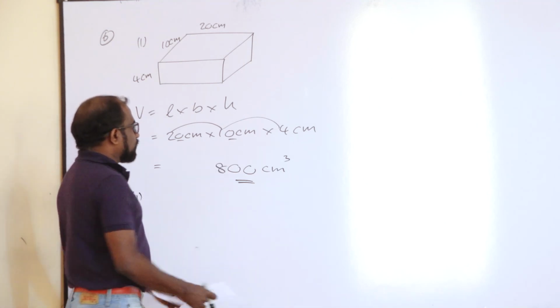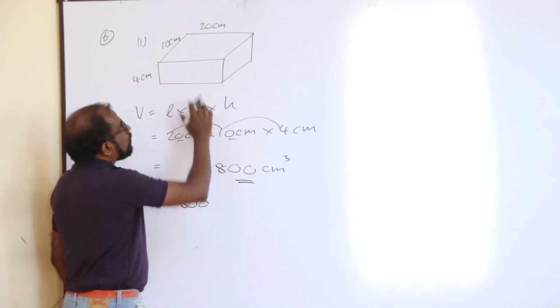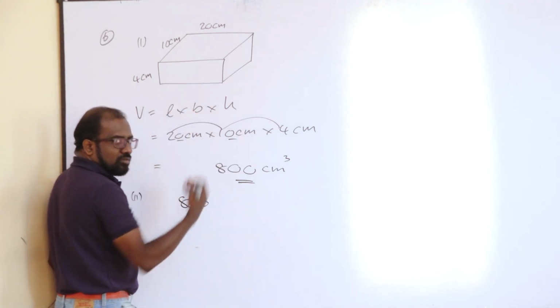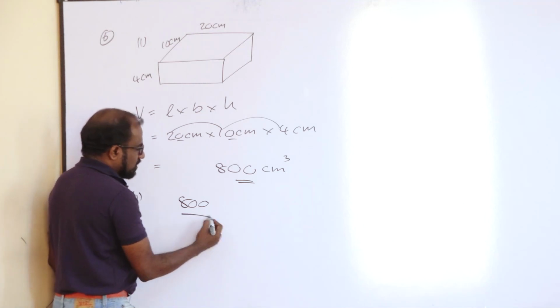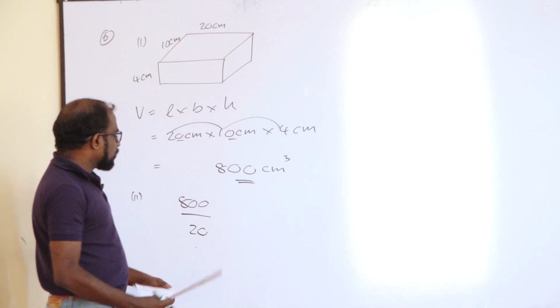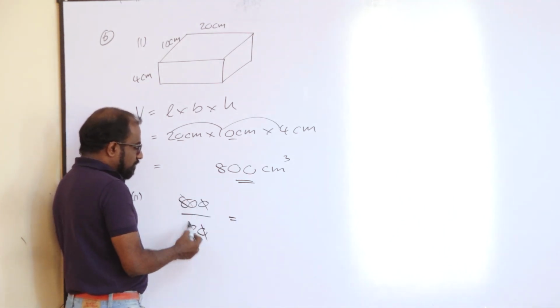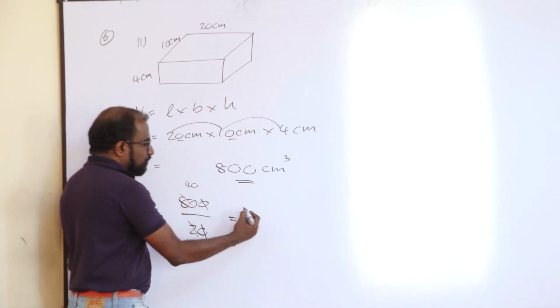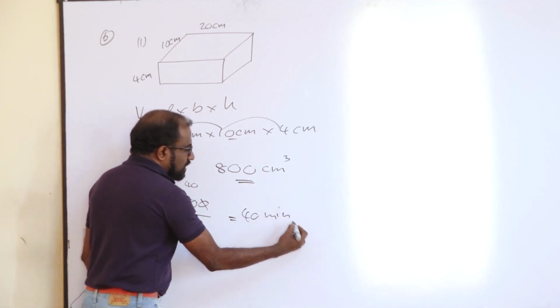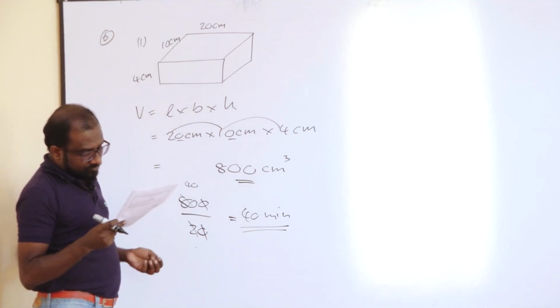What shall we do? The volume is 800 cubic centimeters, right? In 1 minute, 20 cubic centimeters leak. And now this amount should be divided by 20. Okay. 800 divided by 20. What's the answer? Divide by 10. 8 divided by 2 is 4, so 40. Within 40 minutes, the container will be empty if water leaks like that.